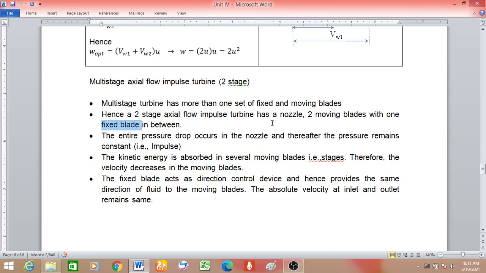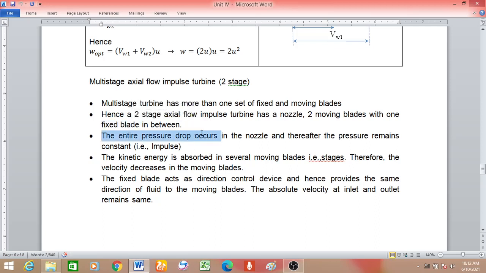But the nozzle here is a stator element in which the pressure drop takes place and you have an increase in kinetic energy. So there is some difference, though you have a nozzle and a fixed blade as stationary elements. The nozzle has the purpose of transforming the energy from pressure energy to kinetic energy, whereas the fixed blade stator is used to change the direction. So all these things are given here.